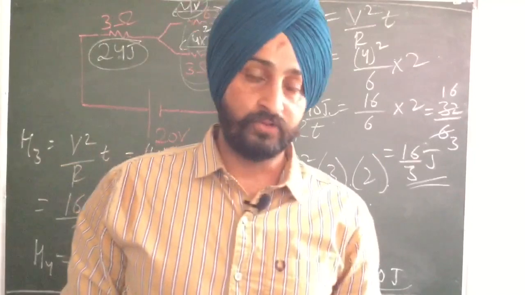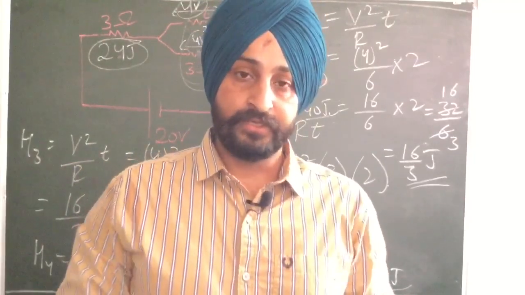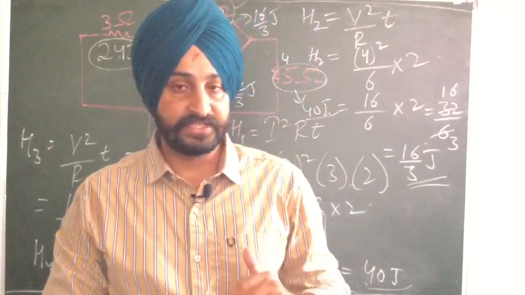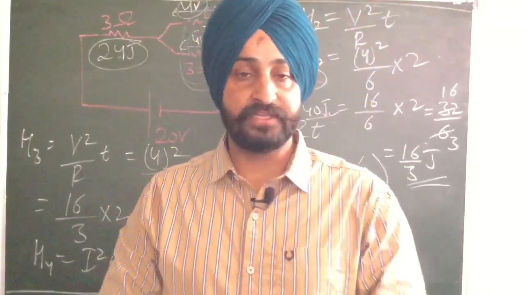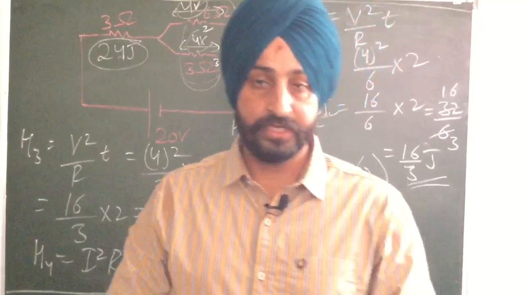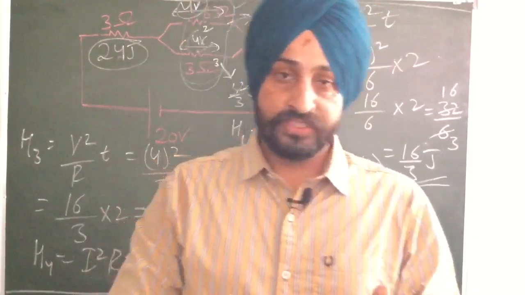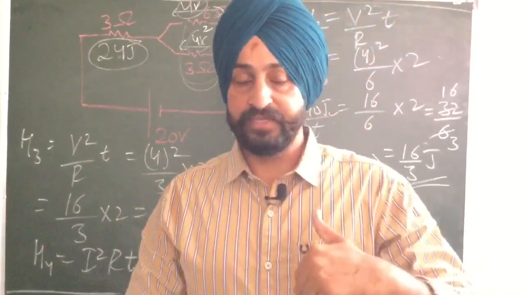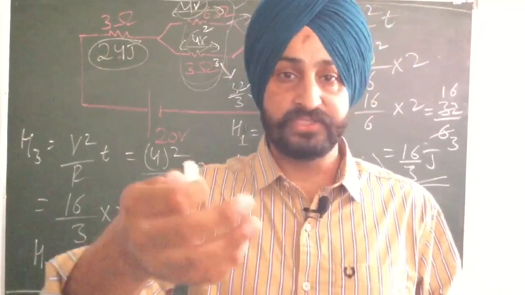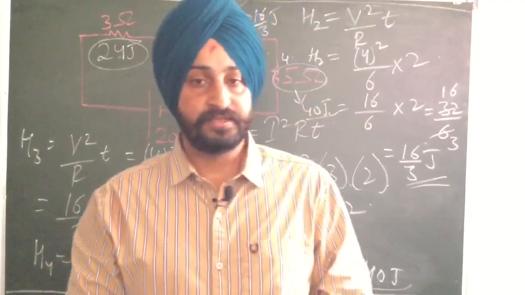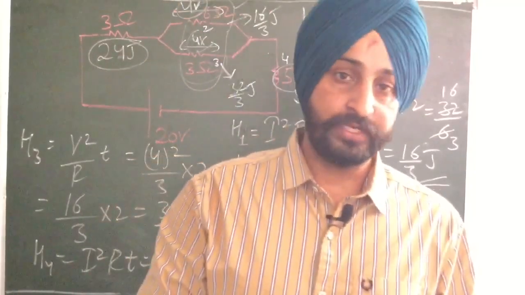See, from these calculations it is clear that when a resistor is in series, the entire current is passing through it, we can simply apply the formula for I square RT. And if two resistors are in parallel, they will be having the same voltage, they will be at the same potentials, so we can apply the formula V square by R into T. So those are the simple methods to calculate the heat produced.